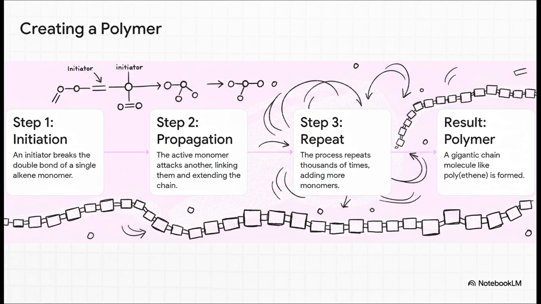So it starts with a special molecule called an initiator that kicks things off. It breaks the double bond of just one alkene molecule, which we call a monomer. That first monomer is now reactive, and it immediately attacks its neighbor, linking up and passing that reactivity down the line. And this just happens again and again and again, thousands of times, forming this gigantic chain molecule.